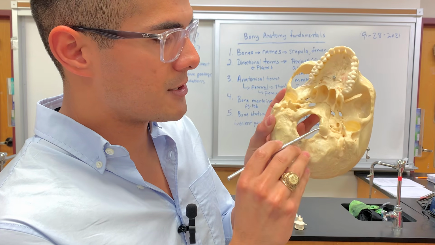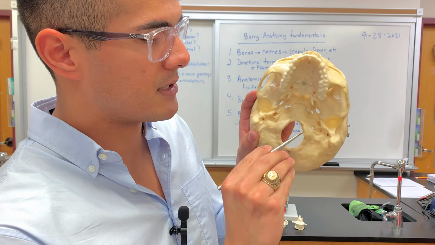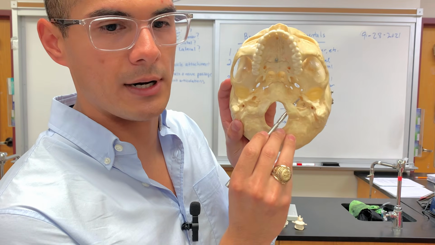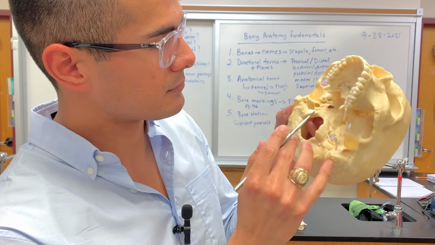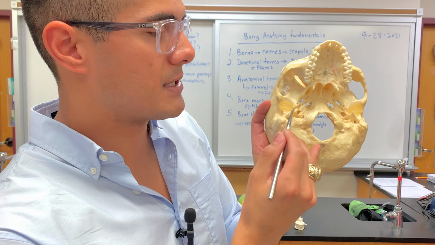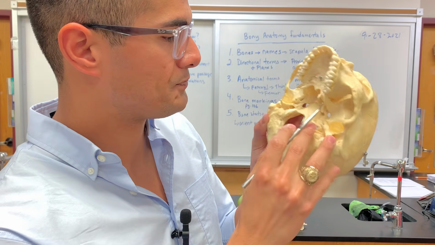And then we can also see those are the condyles, and then what's coming out through here is what's known as the hypoglossal canal. The hypoglossal cranial nerve is what passes through there. Okay, so I said that this was the styloid process, so then this is the styloid foramen.